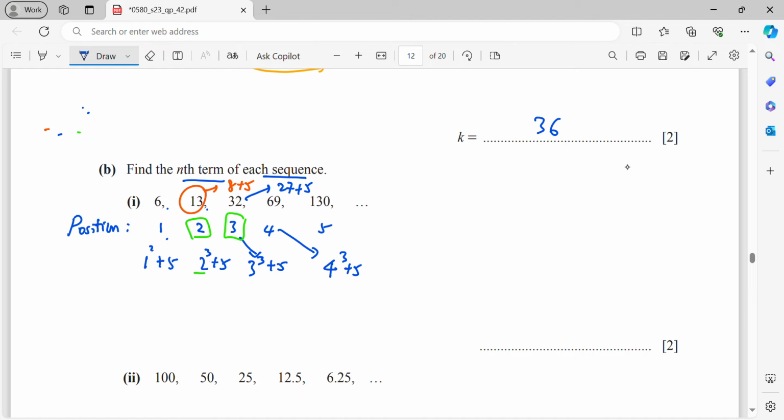That means in general, the base is following the position. So if un, that means n to the power of 3, then always plus 5. So this is my nth term. Alright, so done for this part.